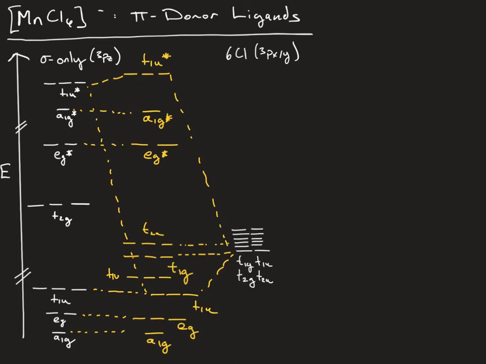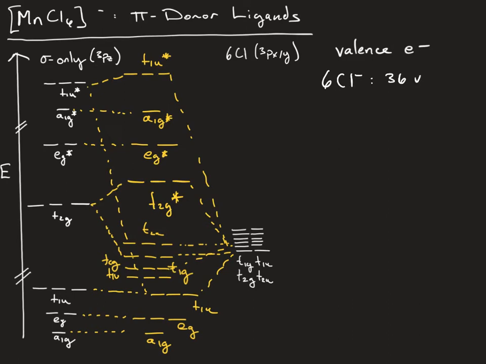This now leaves us with our T2G and T2G SALCs that we have to consider. So we're going to have the T2G SALCs coming down here, forming a bonding and an antibonding combination here. Like this. Going through and counting our valence electrons for our 6 chlorides, we have 36 valence electrons for the 3pz, 3px, and 3py. For the manganese, we have 5 valence electrons. This gives us a total of 41 electrons we need to deal with.